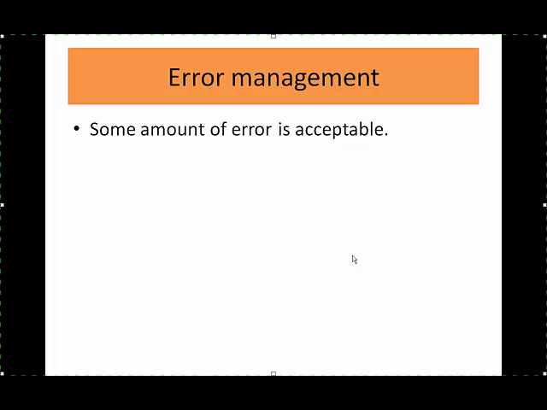Some amount of error is acceptable, and this is the basic tenet of error management. Error management is one of the things that separates surveyors from anybody else that owns that equipment. And surveyors and engineers need to understand very clearly that we cannot get rid of our errors, and we have to know what the acceptable level is.